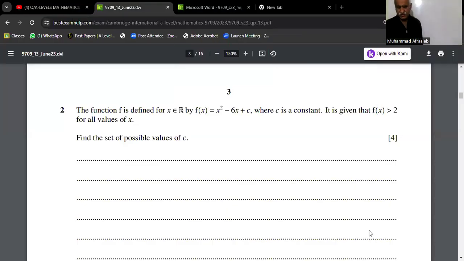This is the topic we have taken from the quadratics of P1 paper. The question is that the function f is defined for all real numbers x by f of x is equal to x square minus 6x plus c, where c is a constant. It is given that f of x is greater than 2 for all values of x. Find the set of values of c.